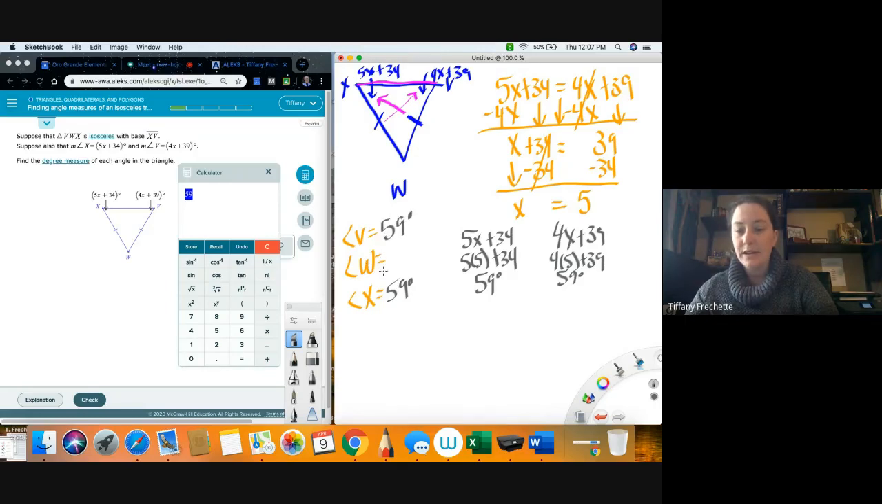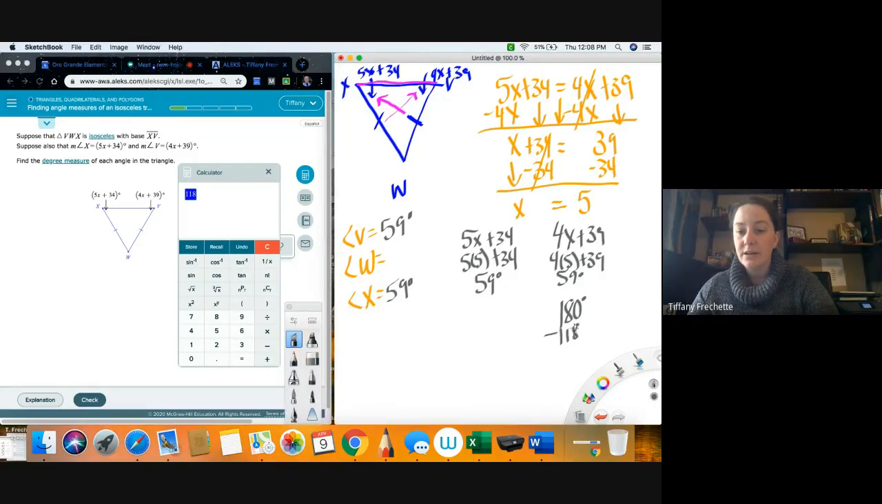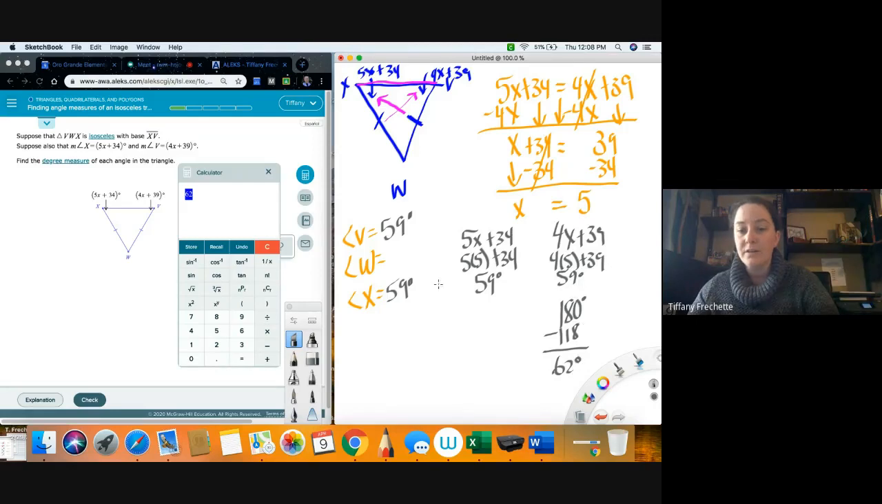Our last step is we need W. What do they all have to add up to? They all have to add up to 180 degrees. We know that. All triangles add up to 180 degrees. We need to look at what we are using here. So if we go 59 plus 59, I'm just adding them together, we're already using 118 degrees. Okay? So we just want to go 180 minus 118. That tells us what's left over. 62 degrees is left over of the 180 to fit into angle W here.